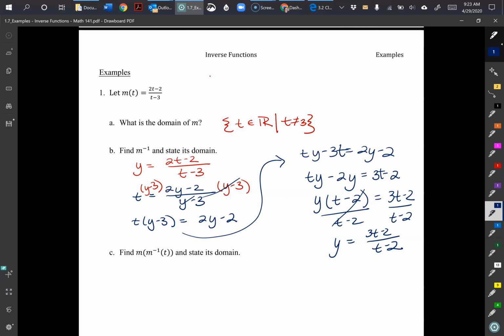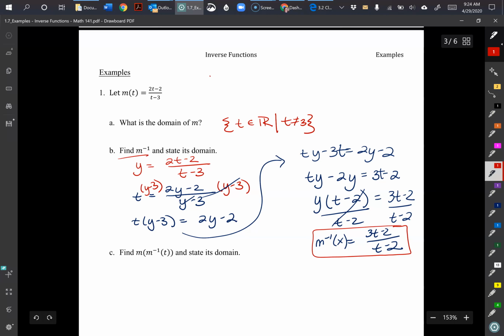And when I do that, I'm actually going to just erase that y and write m inverse of t. Remember, be careful how you write that. And that is my goal. I got the first part of that, now stating its domain. We would write, and make sure you label that as domain. So domain for that would be t not equal to 2. Well, t is an element of real numbers such that t is not equal to 2.